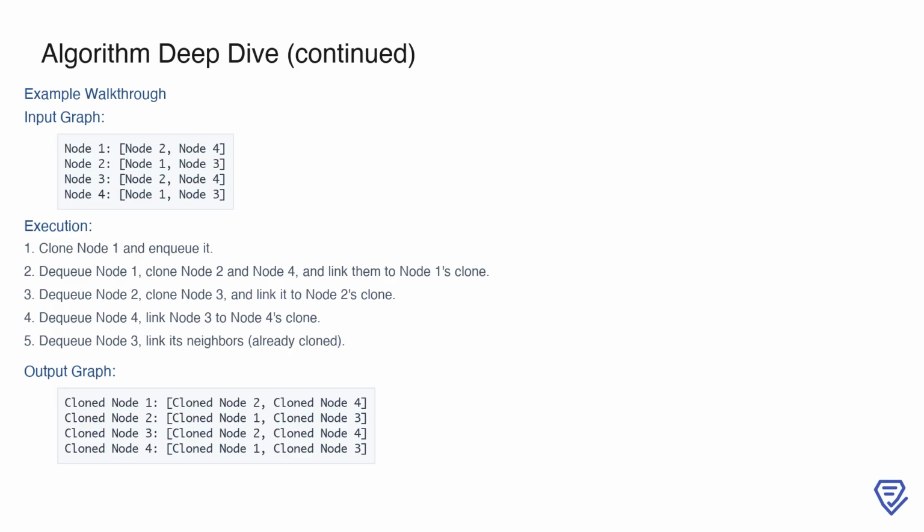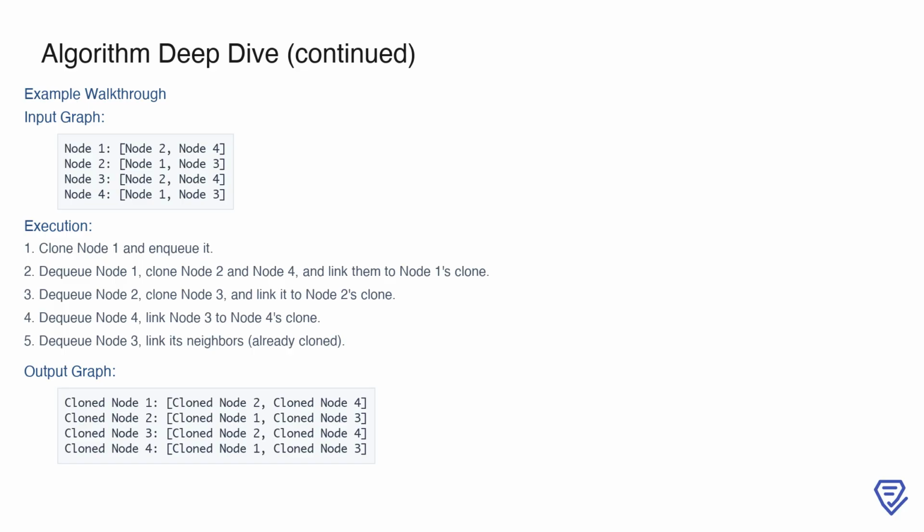Consider a graph where node 1 has neighbors node 2 and node 4, node 2 is connected to node 1 and node 3, node 3 connects to node 2 and node 4, and node 4 links back to nodes 1 and 3. We start by cloning node 1 and enqueuing it. Next, we dequeue node 1, clone its neighbors node 2 and node 4, and link them to the clone of node 1. Moving on, we dequeue node 2, clone node 3, and link it to node 2's clone.